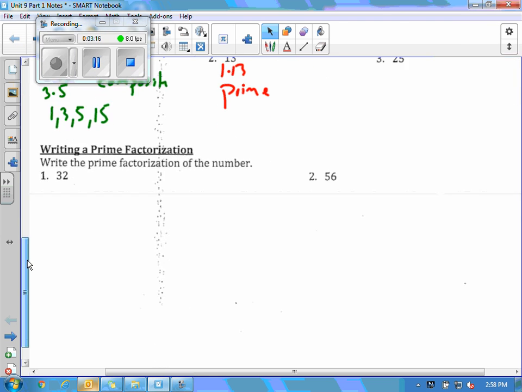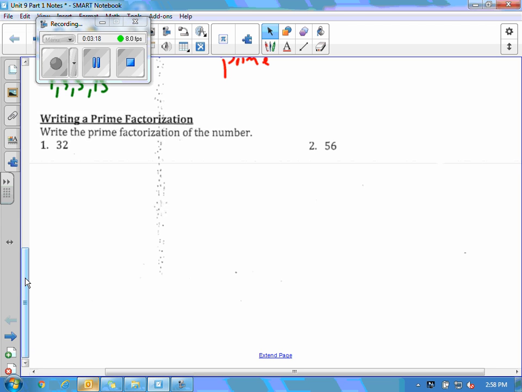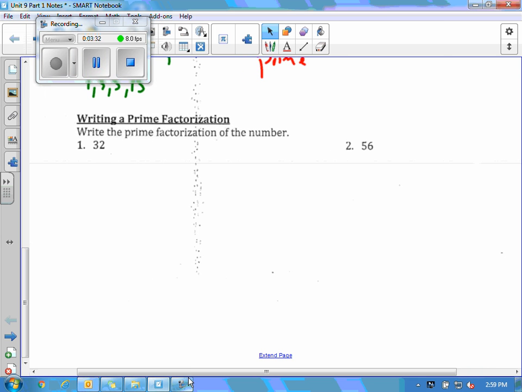Then if you move down, this is the bulk of what we're looking at, writing prime factorization. Like I mentioned before, we're going to use a factor tree to help us with prime factorization. When I do a factor tree, I'm going to start with the number I have, and then it's going to work its way out to look like a tree. I'm going to put 2 numbers that are factors of 32, 2 numbers that when I multiply them together, I get 32. So in this case, I'm going to pick 4 and 8.